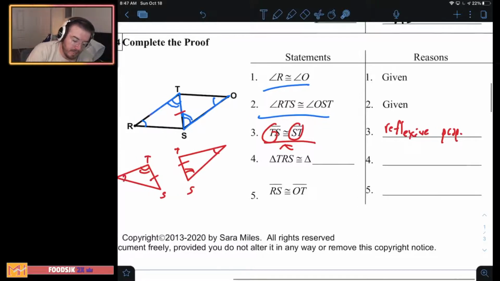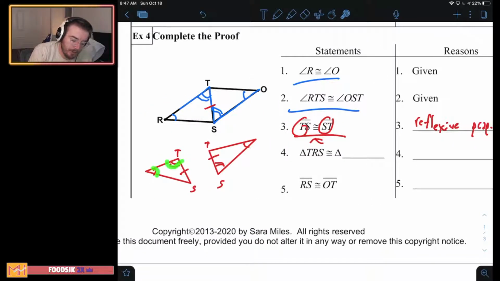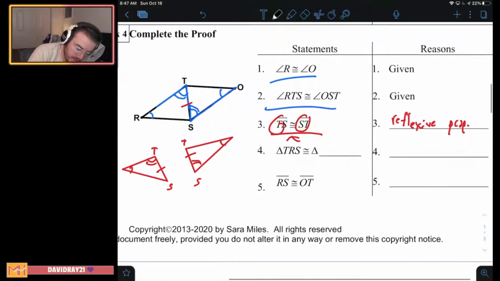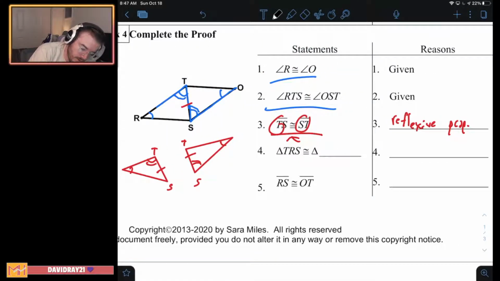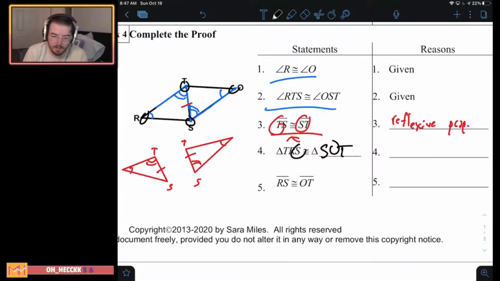And now what do we have here? Angle, angle, side. But I guess I forgot to fill in this blank right here. So T is congruent to S. And R is congruent to O. And S is congruent to T. So SOT.